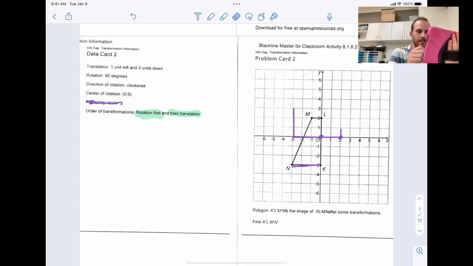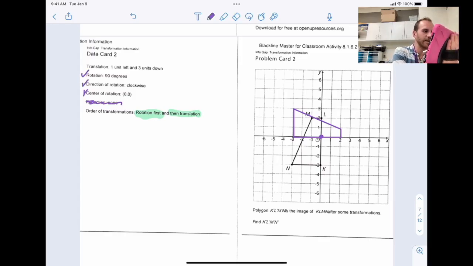So let me erase this, clear it up a bit. So we have this shape. That's correct. That's a rotation of 90 degrees clockwise around the origin. Not too shabby. Okay, so we can check those off. We did that, we did that, we did that.